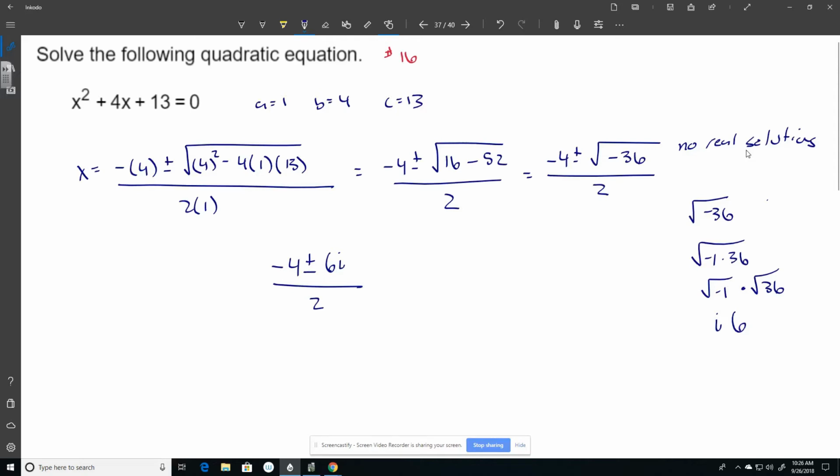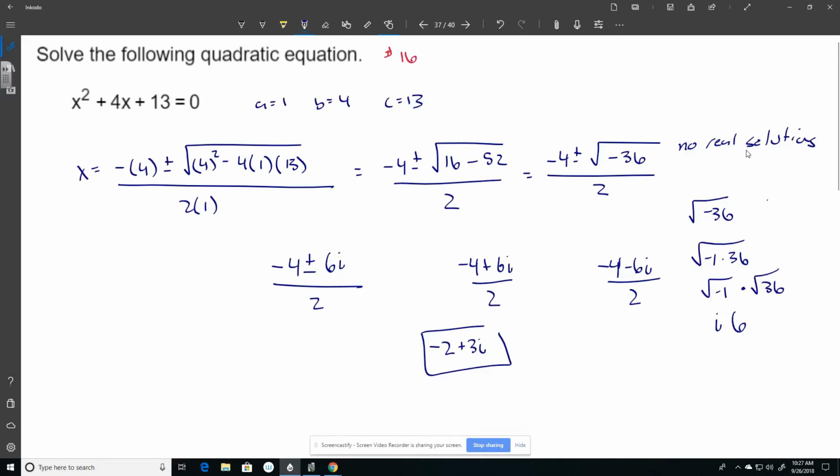So from here, I split this up. Negative 4 plus 6i divided by 2, and negative 4 minus 6i divided by 2. I can't add these together because there's an i, like a variable, but I can divide by 2. Negative 4 divided by 2 is negative 2. 6 divided by 2 is 3. So this answer becomes negative 2 plus 3i.